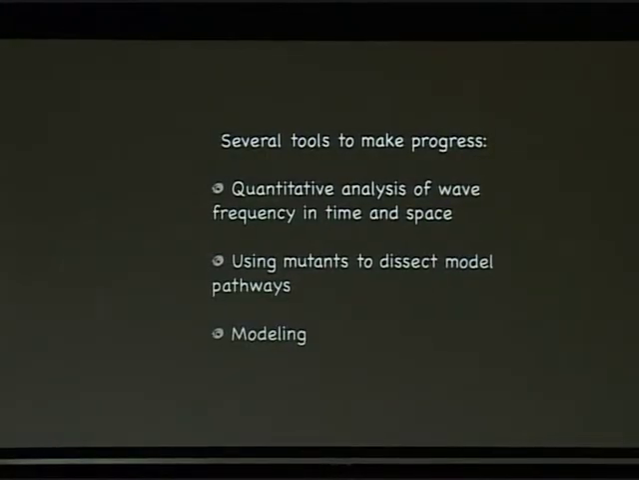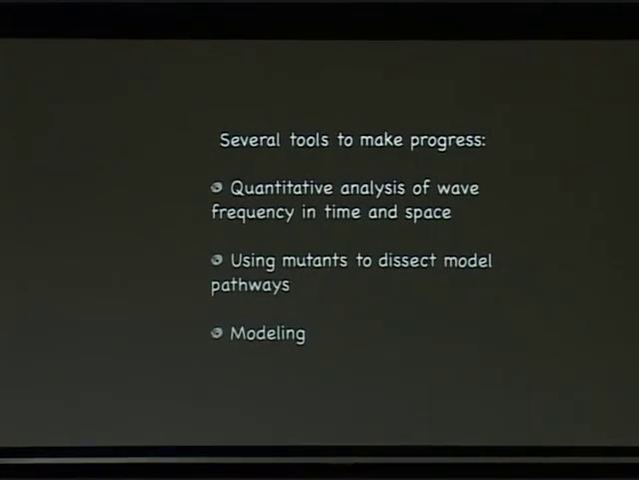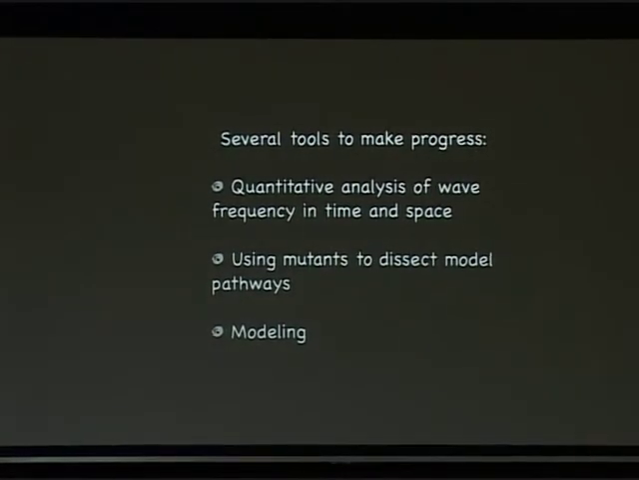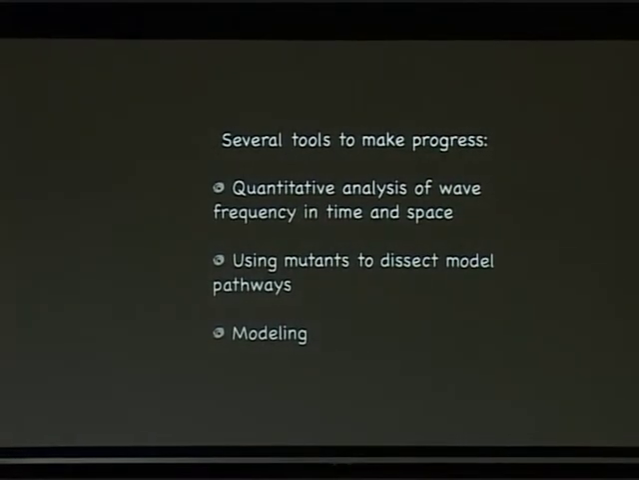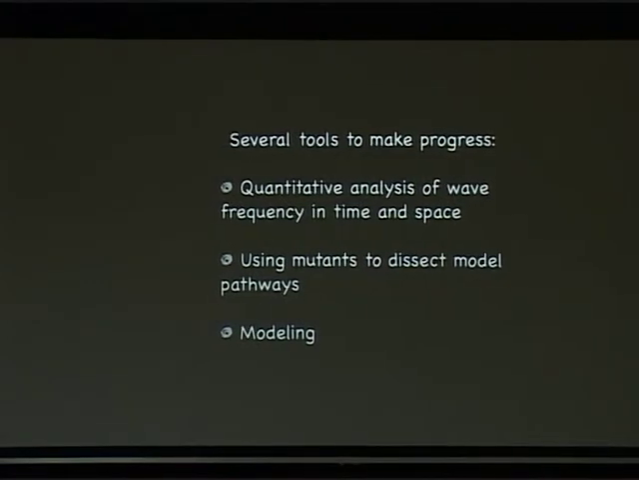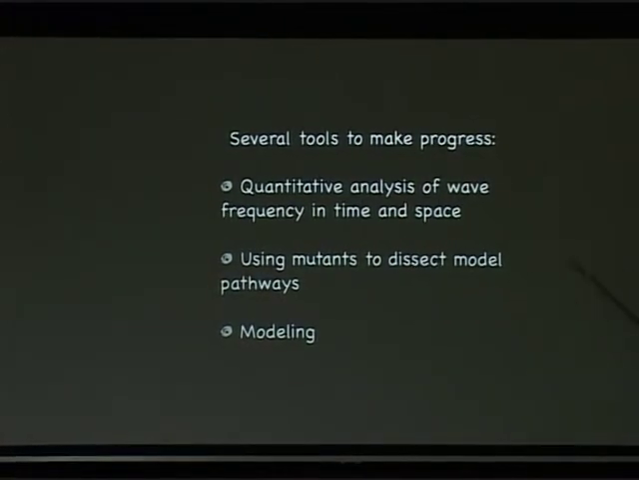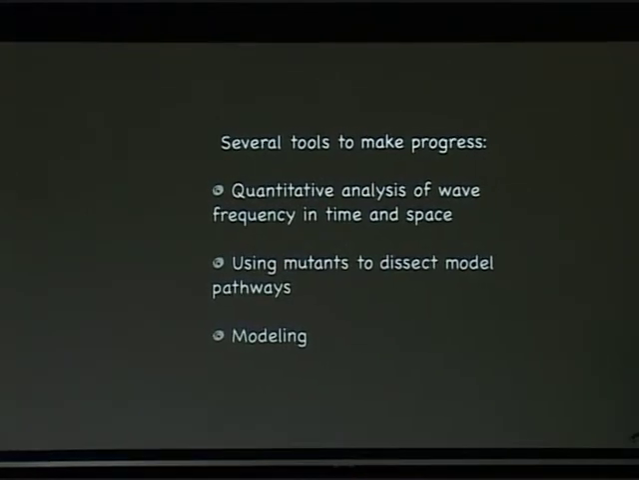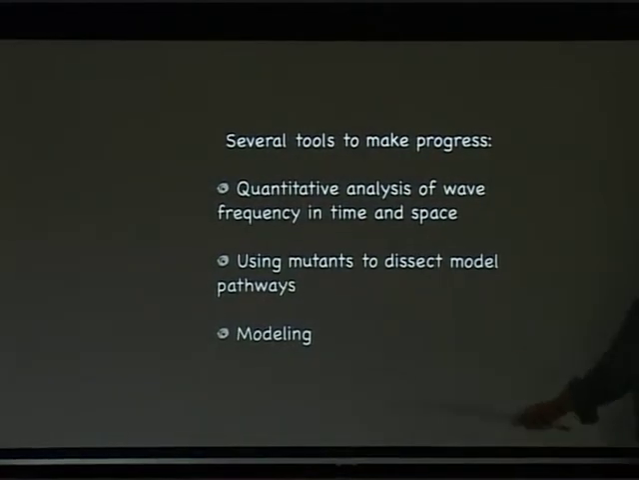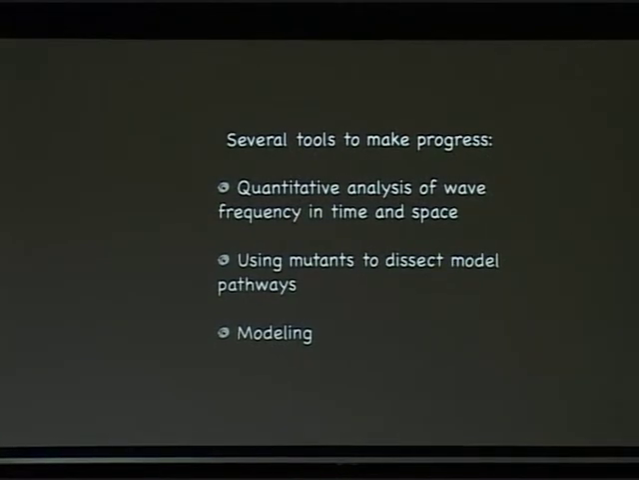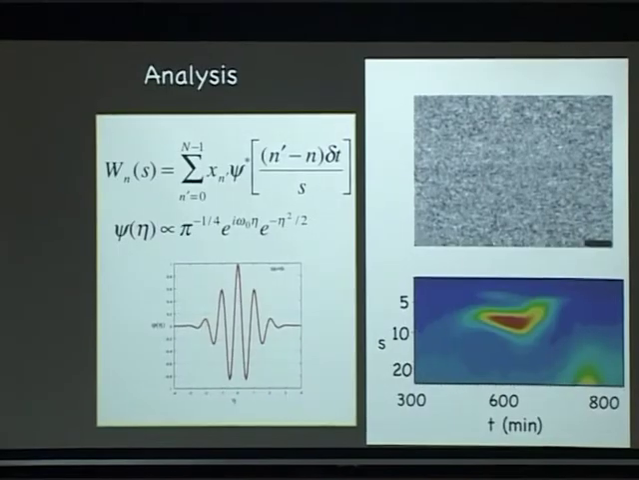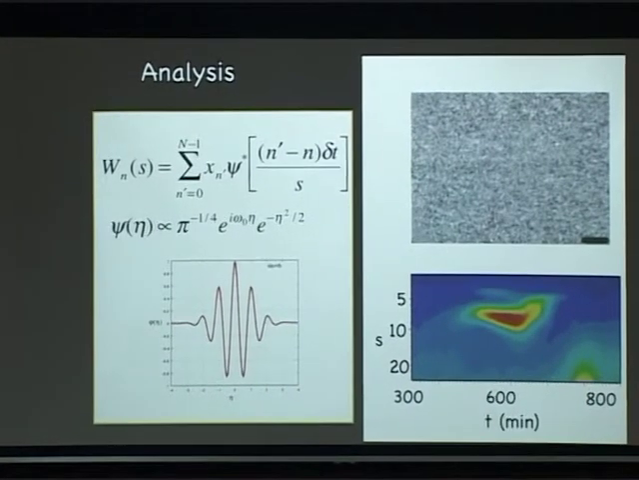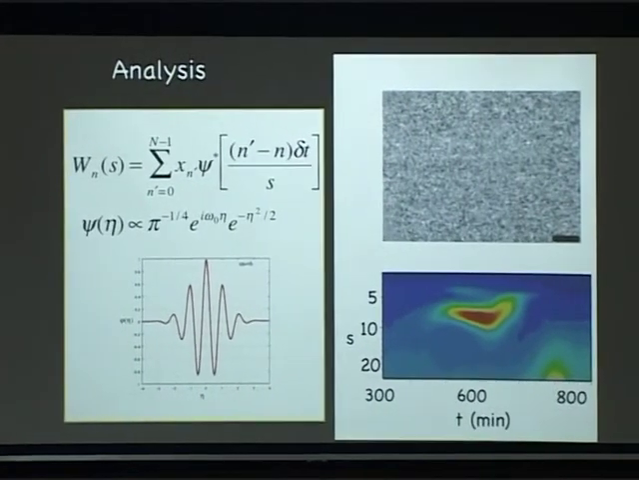But we can make real progress on subjects like this in these cells because we can do the quantitative analysis of wave frequency in time and space, and I'll show you how we did that. But then we can use mutants to dissect the models that we've come up with. And I think that's really important. And then we can model it and test it again by using mutational analysis. So I think that those go hand in hand.